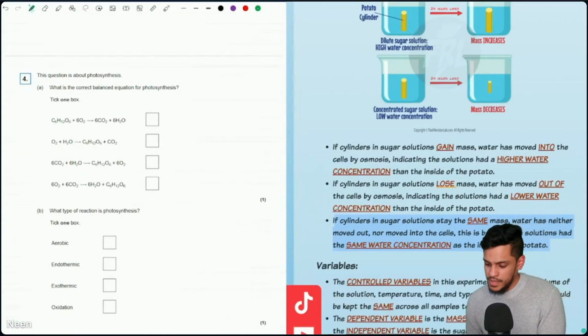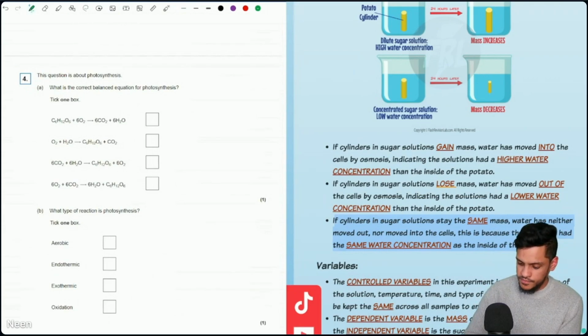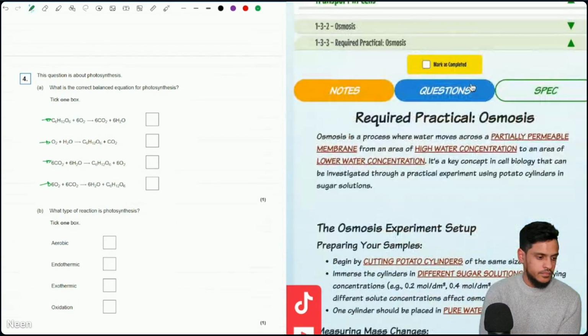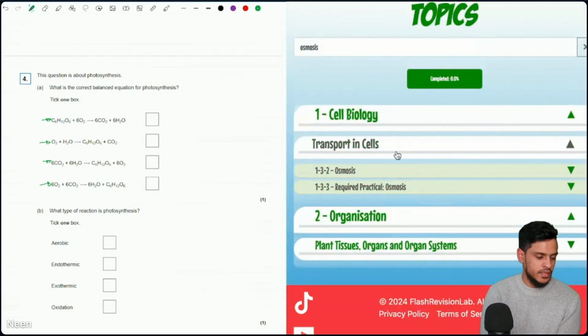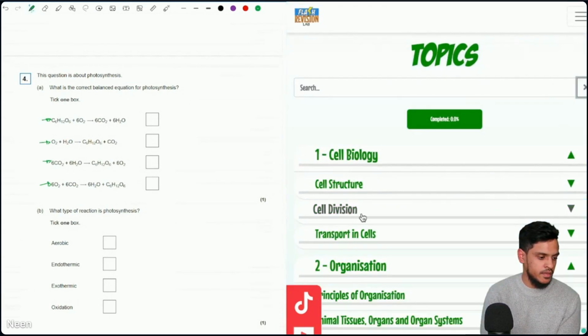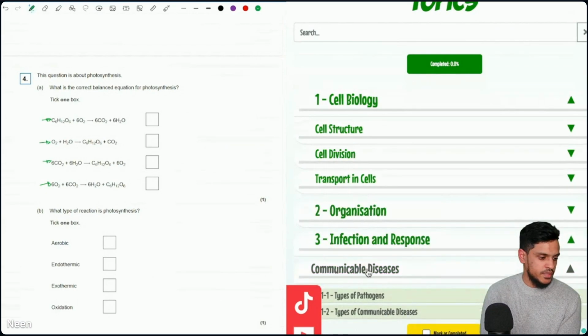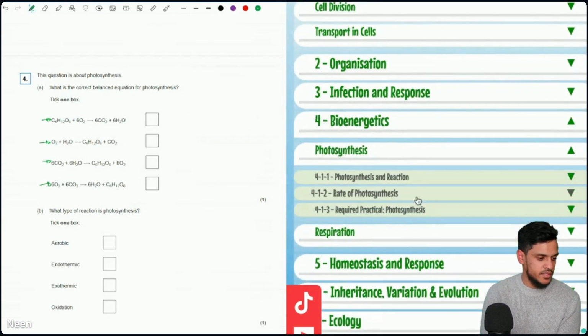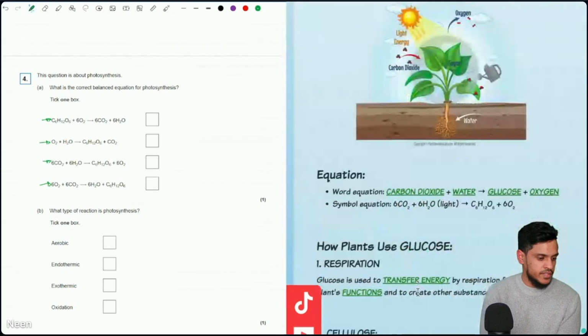What is the correct balanced equation for photosynthesis? Photosynthesis is probably the most important topic in biology. What do you guys think? It can come up in any paper. So I'll tell you which topic it comes under on the website. Bioenergetics, photosynthesis, the reaction of photosynthesis. We've got it right here.